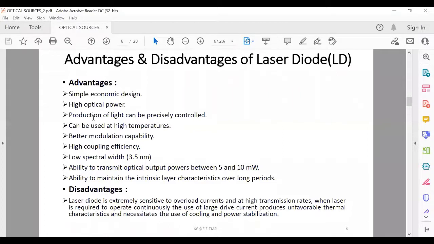Now the disadvantages: the laser diode is extremely sensitive to overload currents and at high transmission rates, when the laser is required to operate continuously. It produces certain thermal characteristics or noise, and this necessitates the use of cooling and power stabilization methods to reduce the noise.